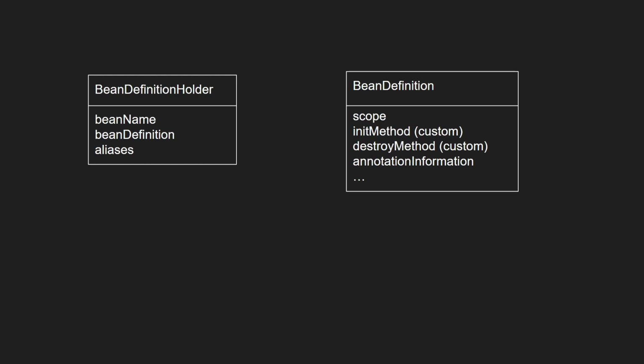Bean definition is an interface and it has several implementations like generic bean definition, root bean definition, and so on. We'll just consider the generic bean definition itself, and it contains all the information that is being read from the metadata and placed in the bean definition. In the actual implementation, it is more complicated, but for a simple explanation we'll consider that all the information from the metadata is present in the bean definition class.